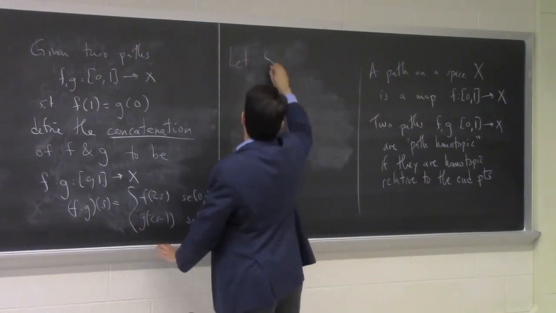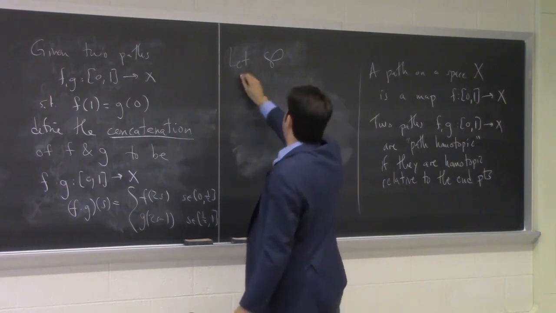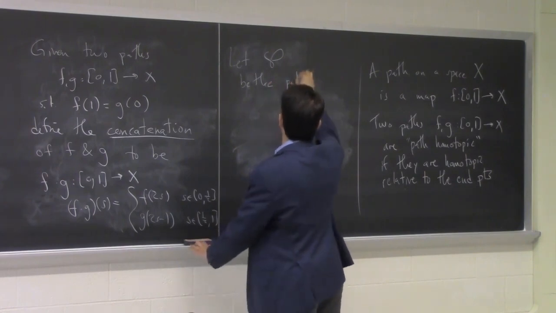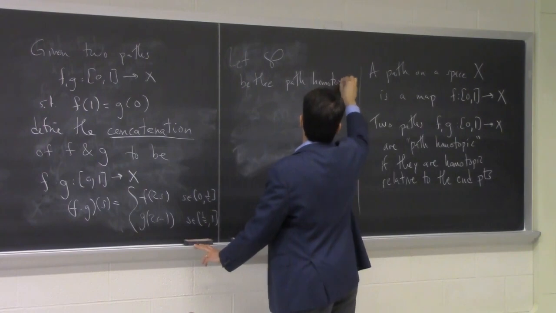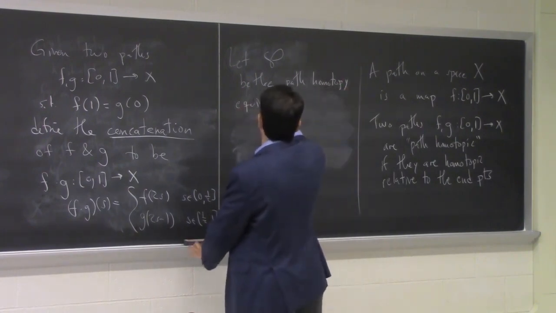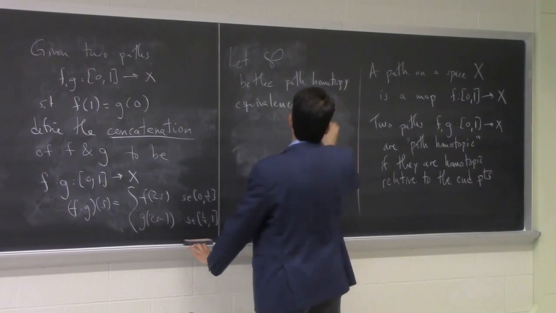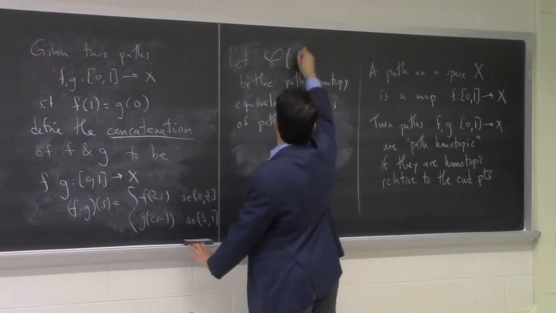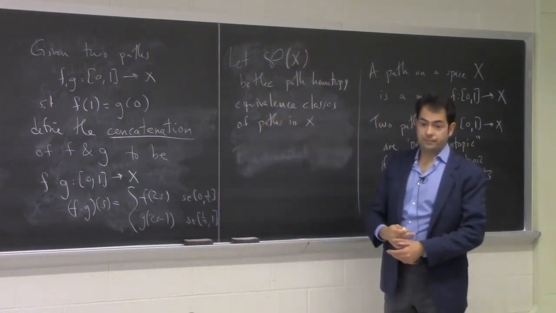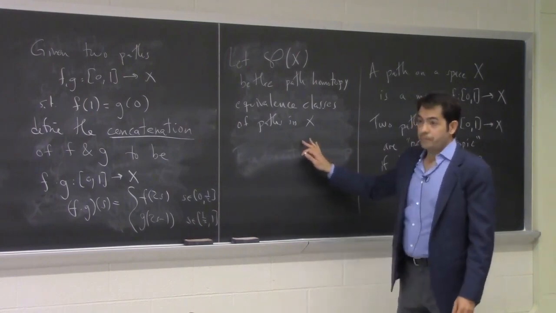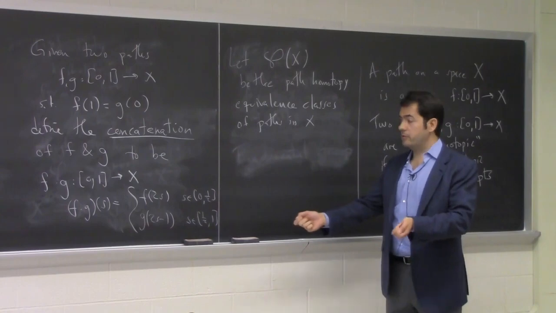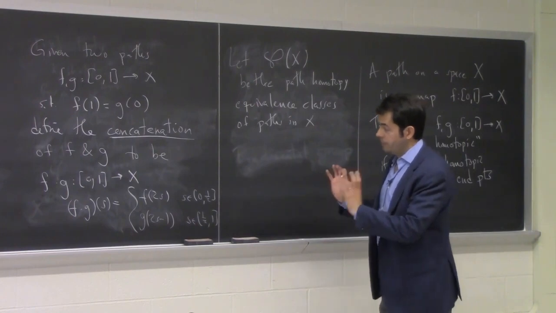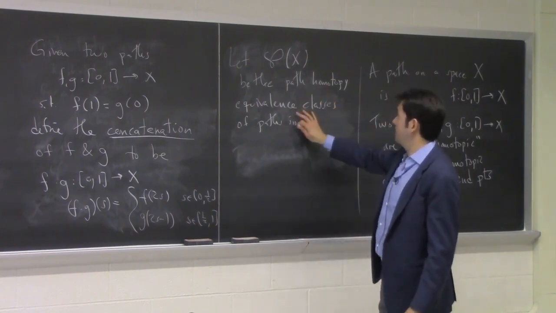Okay, let curly P of X be the path homotopy equivalence classes of paths in X. So you have paths, which are just the maps from 0, 1 to X, and now we're going to assign to each path its path homotopy equivalence class.